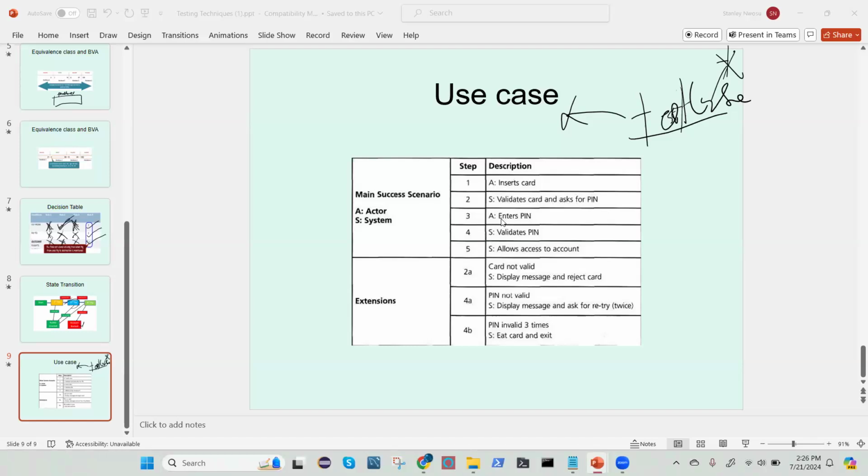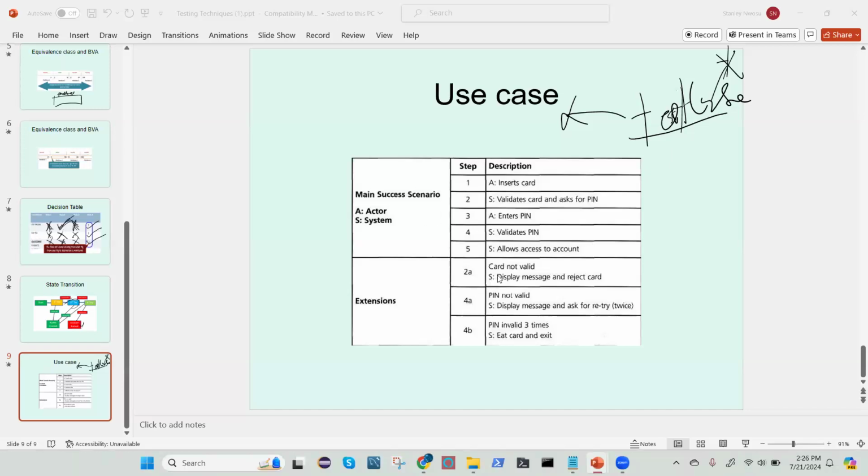Yes. Then number three is that the system asks you for the PIN, and you enter the PIN. Then the fourth step is that the system will validate the PIN, whether it is incorrect or correct. The fifth step is that the system allows access to the account, because you entered a valid PIN.